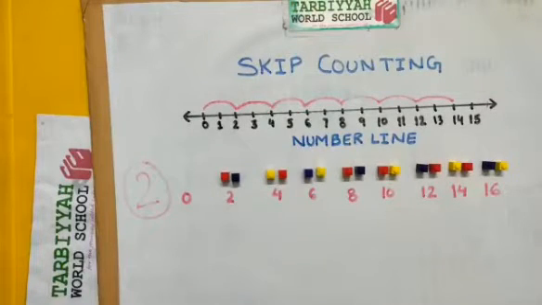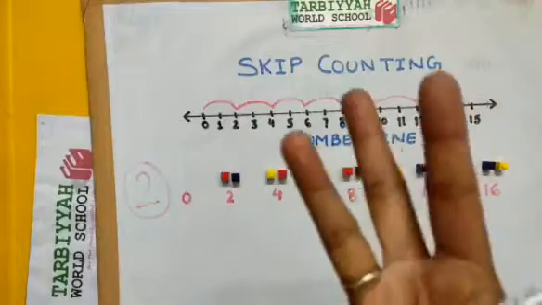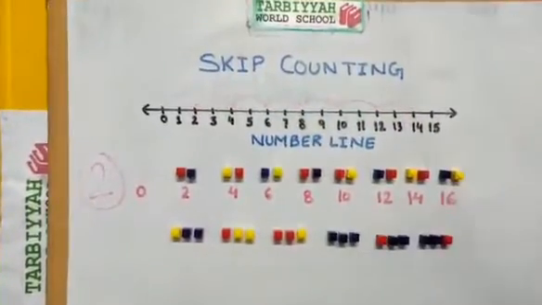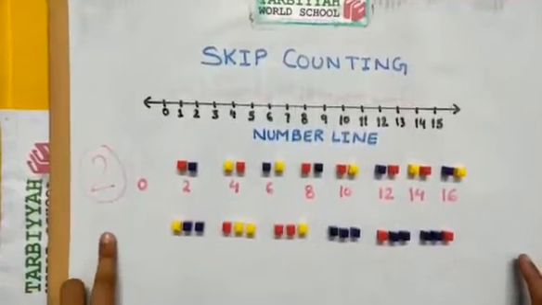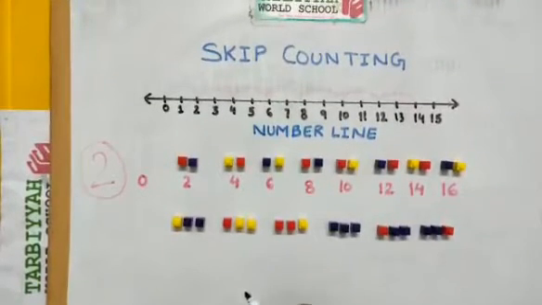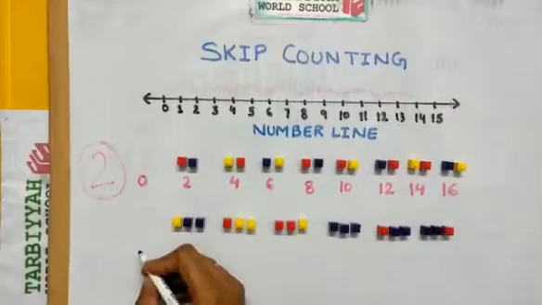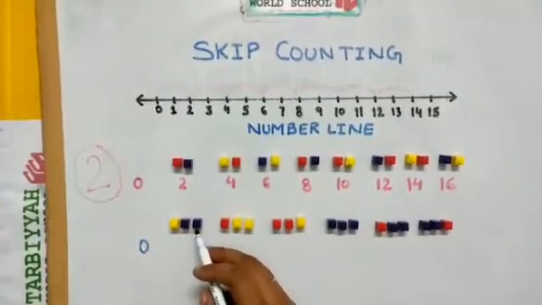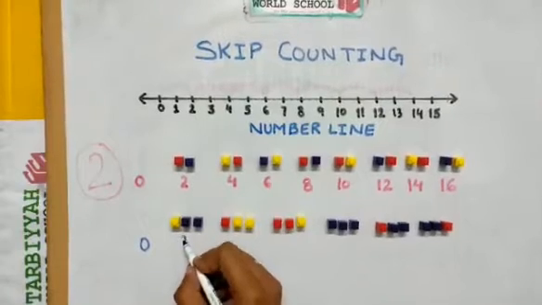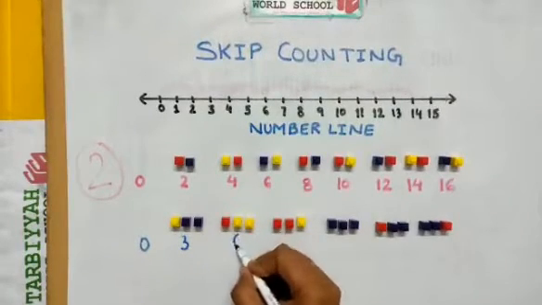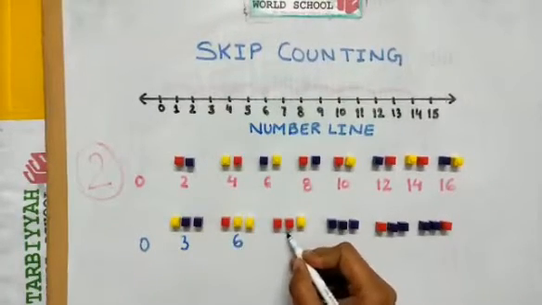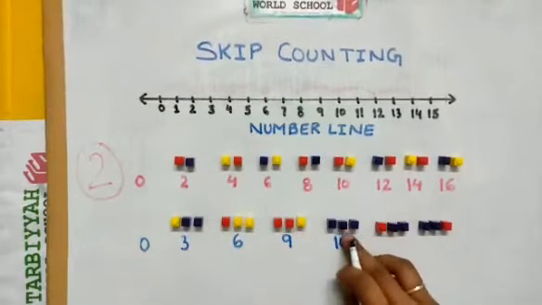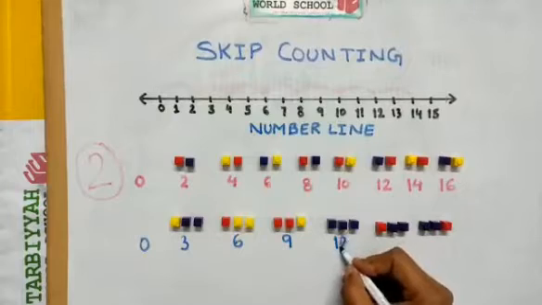Now let's see skip counting of 3. So students, let's see the skip counting of 3. On the number line, we start from 0. Now count the blocks: 1, 2, 3, 4, 5, 6, 7, 8, 9, 10, 11, 12. 1 to 12.